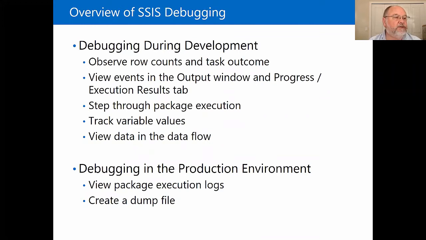Wait a minute, where did all these rows go, or where are they all coming from? So we can also look at the output window. I'll show that to you in a little bit, and the progress/execution results window. We've seen that a couple of times already. If there's something wrong, we go look at the progress window. I don't remember if I mentioned this before, but while the package is running, it's called the progress window or tab. After it's finished, the debugging is completed, it's called the execution results. It's the same thing, it just changes names. So we can look in there.